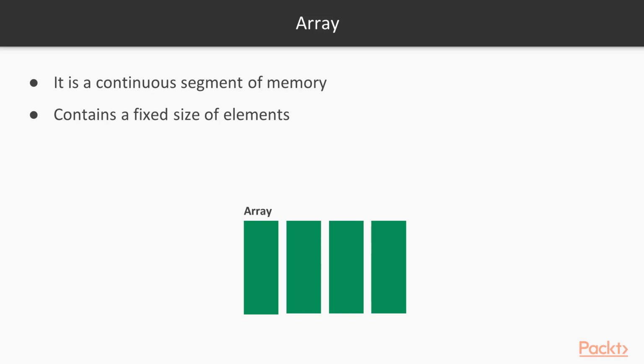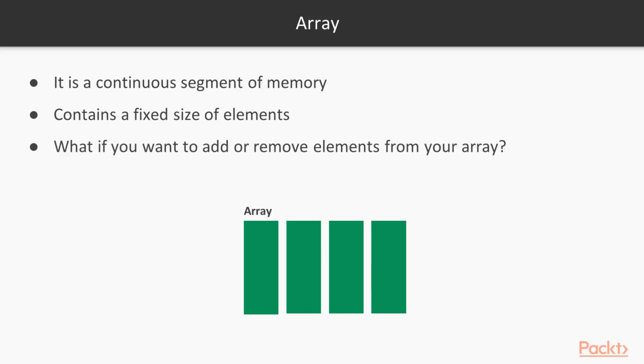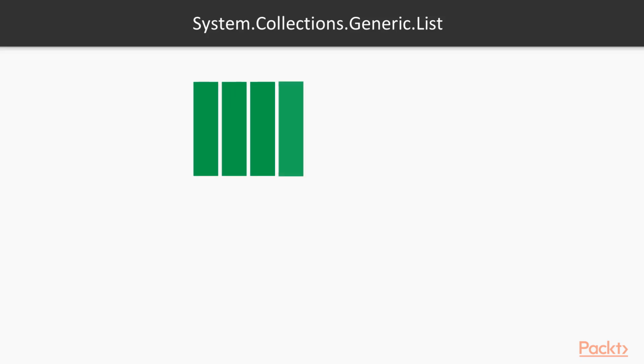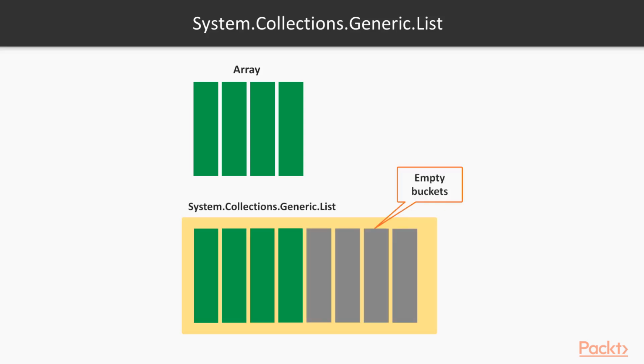Of course, this is a big limitation. Sometimes you don't know the initial size. Sometimes you want to add or remove elements from your array. In that case, the second most popular collection in the .NET world is System.Collections.Generic.List. Basically, a List is a wrapper over an array. So under the hood, it contains an array, but it doesn't fill all elements of this array. It fills up to a point, depending on how you fill it. So it contains an array with some buckets being empty.